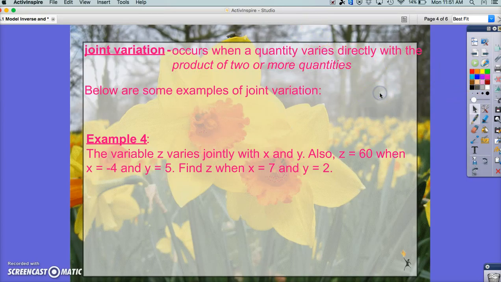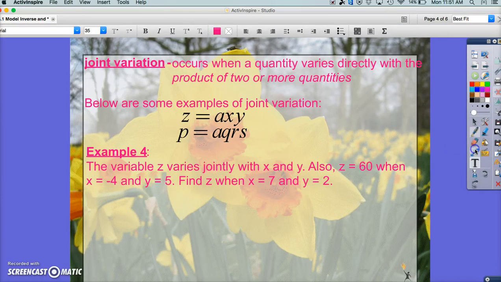All right, so let's take a look at the next term. Joint variation occurs when a quantity varies directly with the product of two or more quantities. Joint variation here, write these two examples down. Z equals AXY, P equals AQRS. So now we have two or more quantities with a direct variation. So Z equals, the A is the constant like before, X times Y, that's two quantities. P equals AQRS, Q times R times S, that's three quantities.